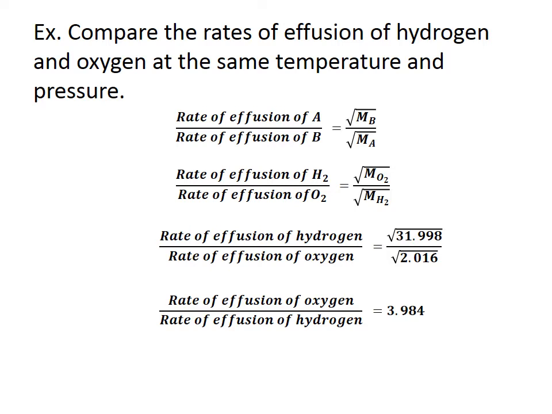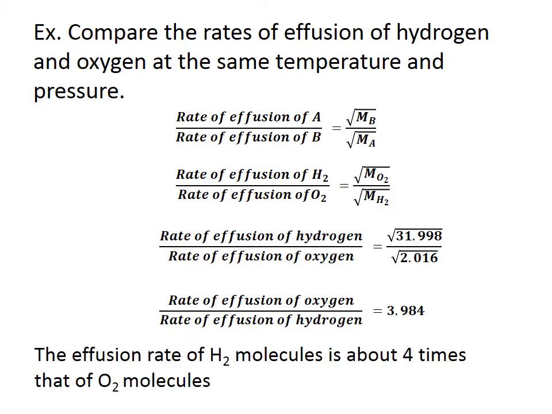What is the importance of this number? What does this number tell us? It actually tells us that the rate of diffusion of the hydrogen molecules is about 4 times that of the oxygen molecules. So the hydrogen molecules are going to move much faster than the oxygen molecules because they are much lighter.